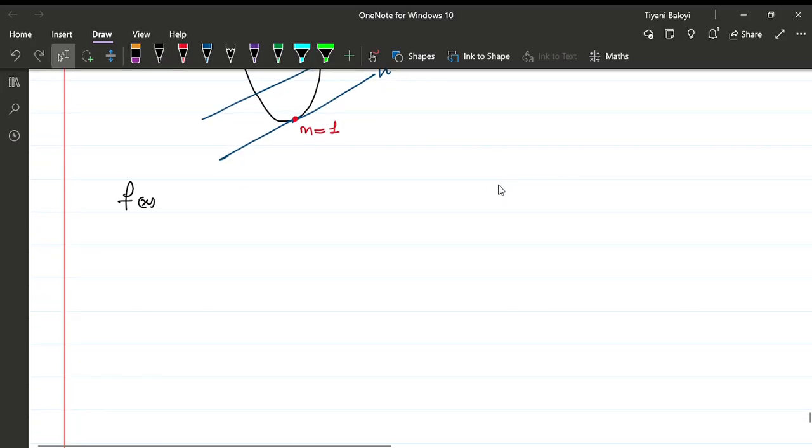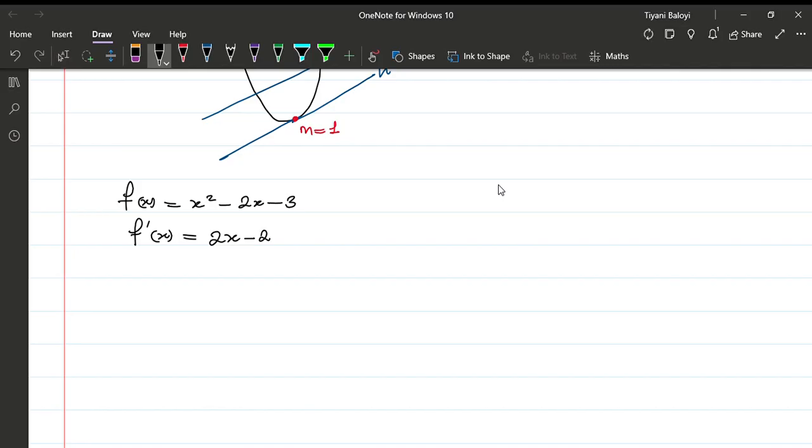f of x is equal to x squared minus 2x minus 3. The gradient formula is 2x minus 2. This is differentiation, right? You say 2 by 1 and then 2 minus 1; 1 by 2 and then 1 minus 1, that's 0. x to the power 0 is 1, so that's why you have this.